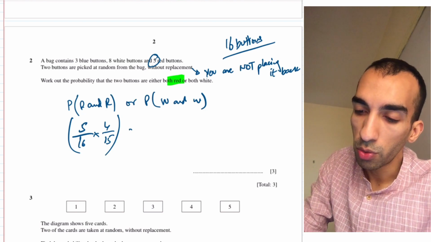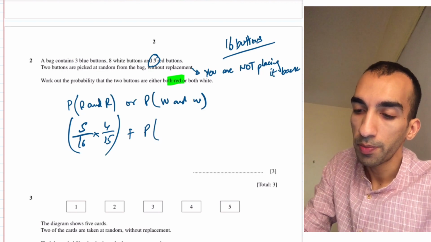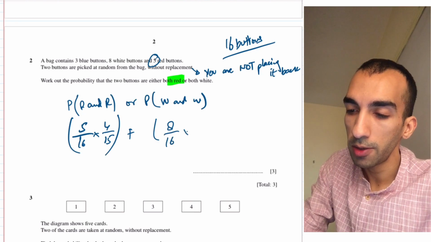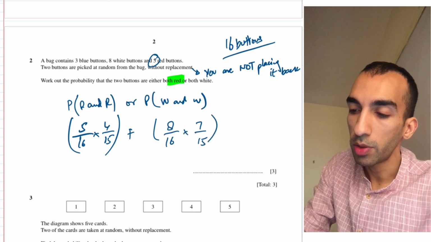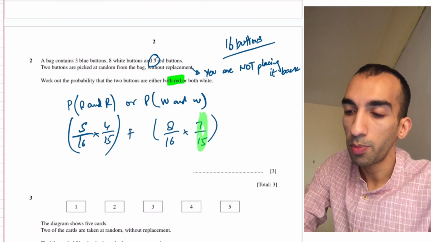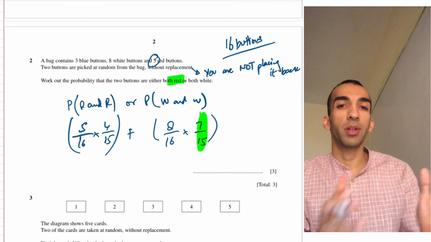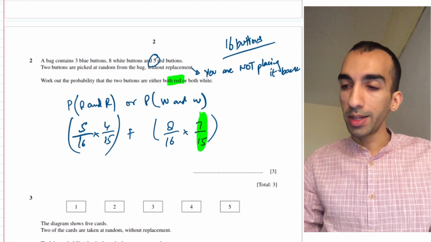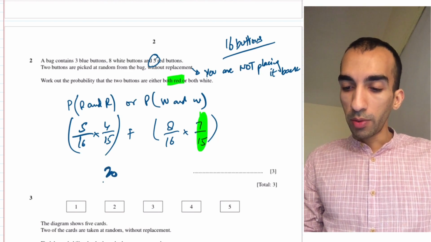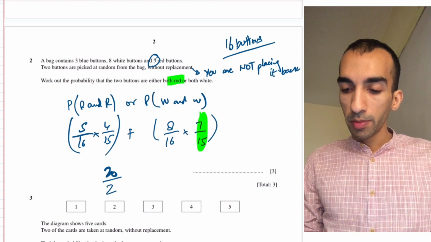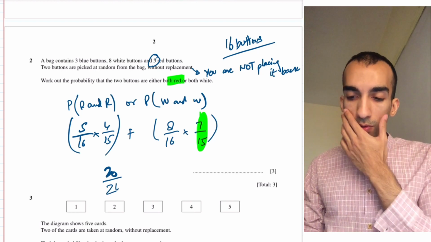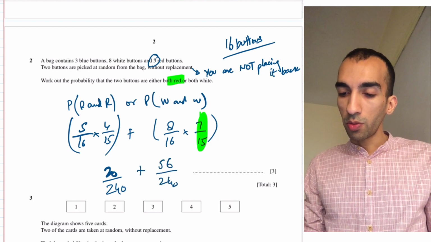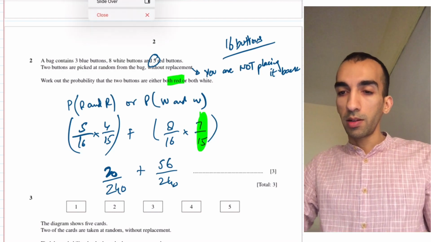In order for us to do that, or means plus, probability of white is going to be, how many whites do we have? We have 8 over 16 into 7 over 15, because the second time around you're going to pick up a white button. The first one is gone, right? Instead of 8 you have 7 now, instead of a total of 16 you have 15 now. When you solve that, you have 20 over 16 into 15 gives us 240 plus 56 over 240 again, and let's get the answer for this.